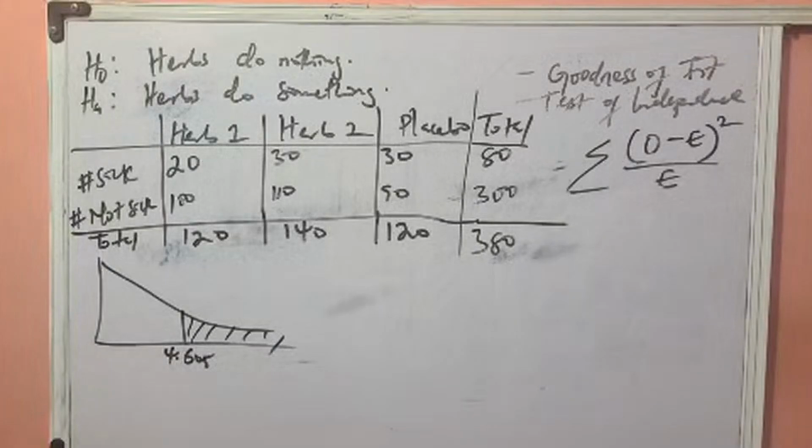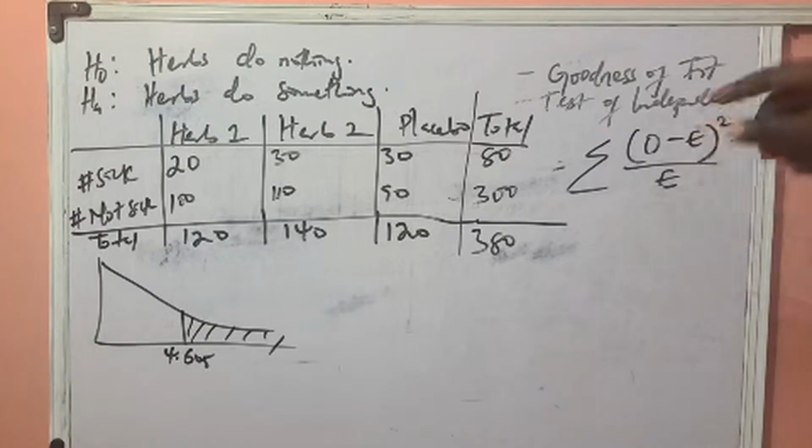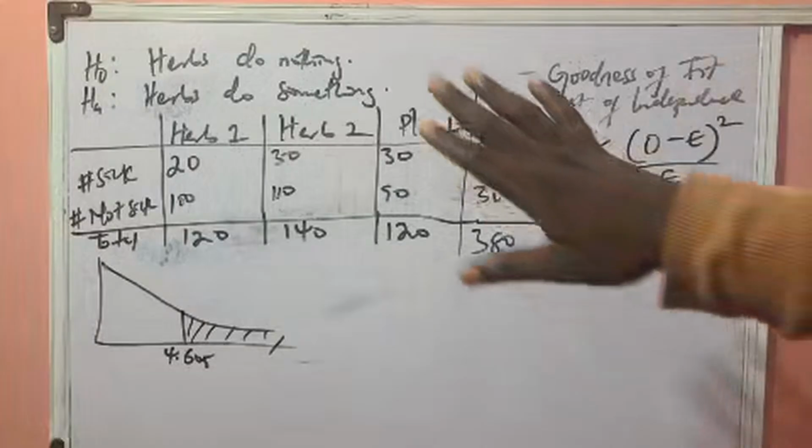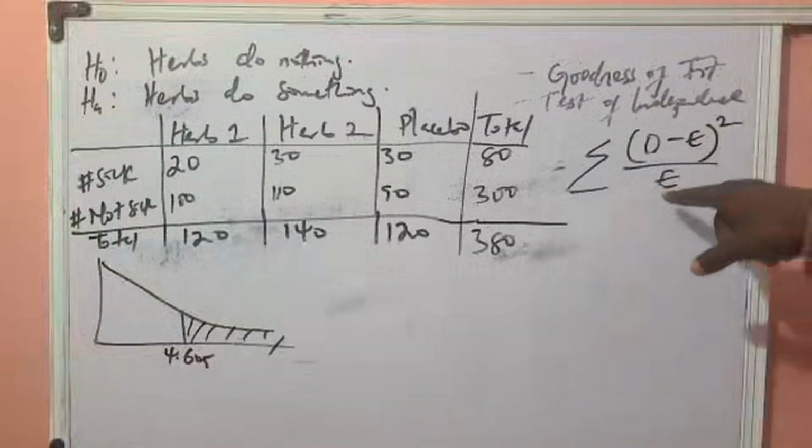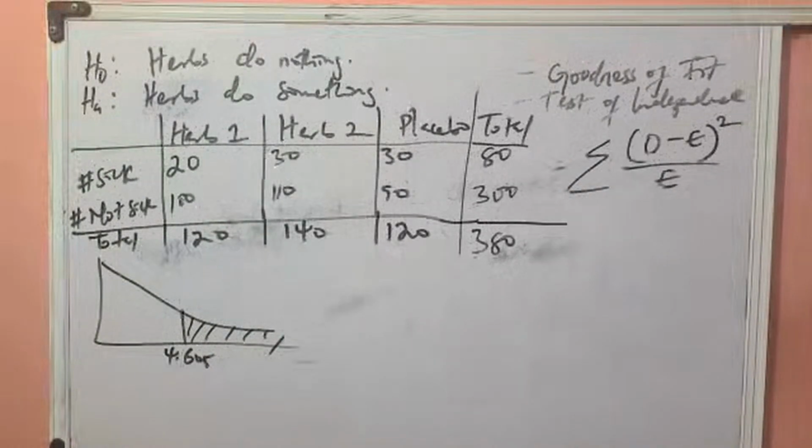Good. So again, don't forget what we are trying to do here. We're trying to find the expected value. We have gotten the observed value. The observed value is what we were given before. The way to find the expected value is what I'm trying to explain here. So now please pay attention.